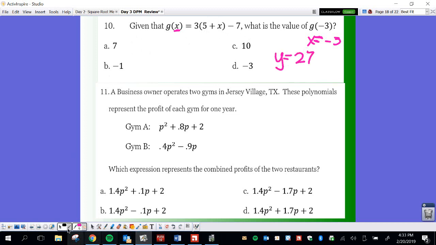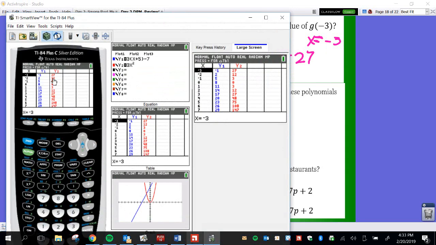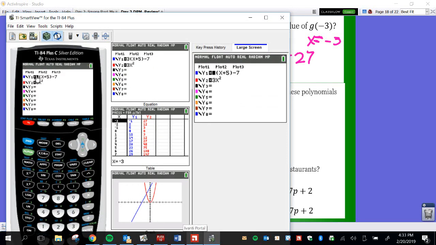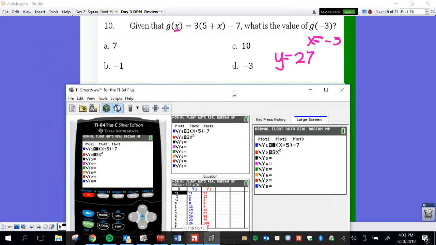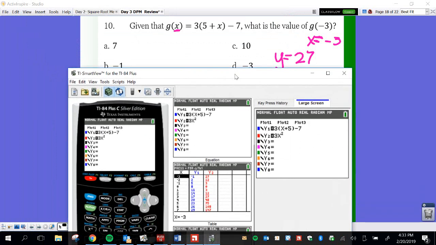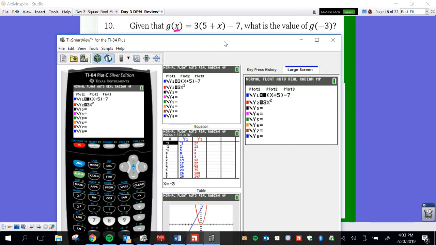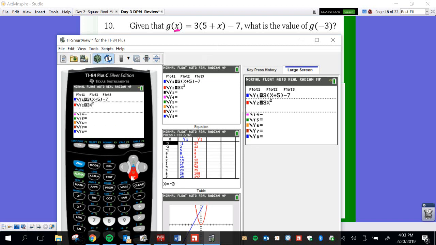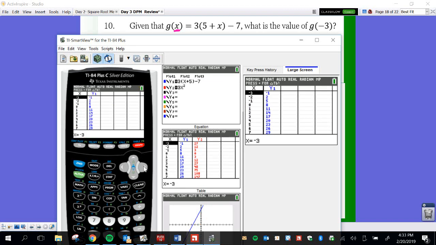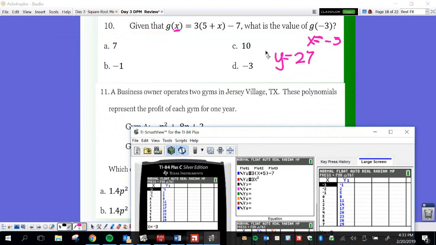27. Did I enter this wrong? Or maybe there's just a typo. 3 times x, or yeah, it didn't matter that I put x plus 5 instead of 5 plus x. I don't know why this is. Let me see what happens if I clear this. There we go. My bad. So whenever x is -3, y is -1.